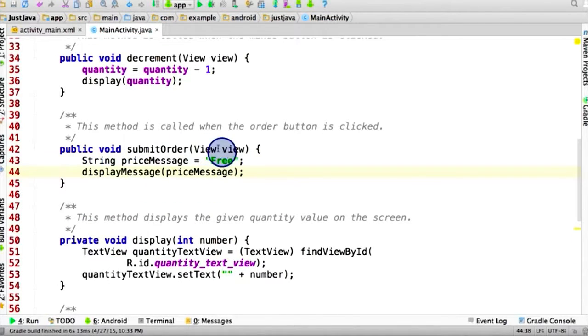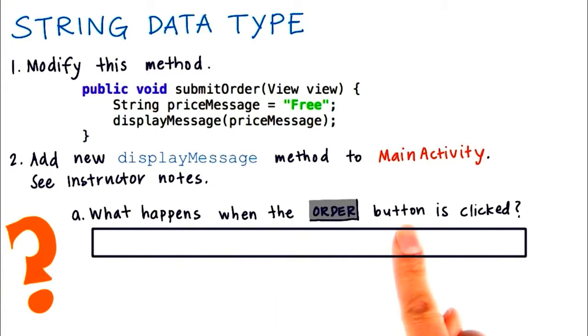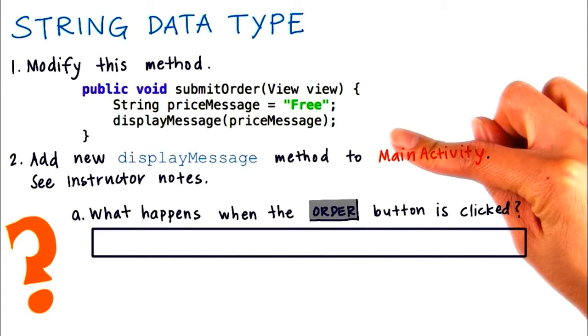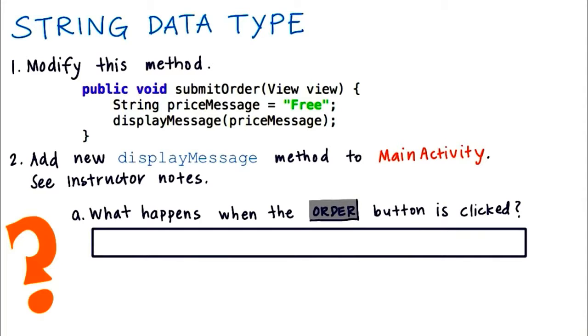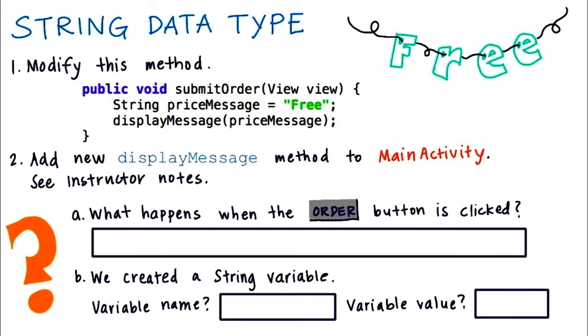Intentionally, I'm not giving you too many details on what I just did. I want you to try it out in your version of the app, run it, and see what happens. After that, I want you to answer these questions. What happens when you click on the order button in the app now? If you take a look at this submit order code more closely, we actually created a string variable. Even though we haven't gone over the code for string variables, I want you to make your best guess as to what you think the variable name is and what you think the variable value is. When you're done, go ahead and continue.